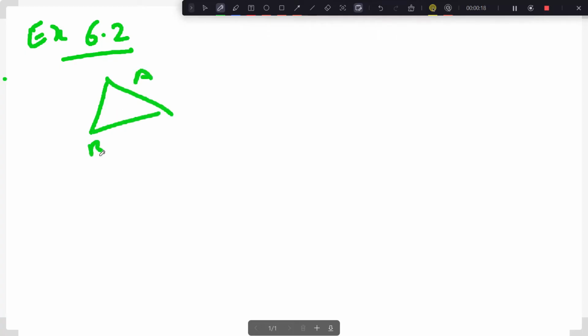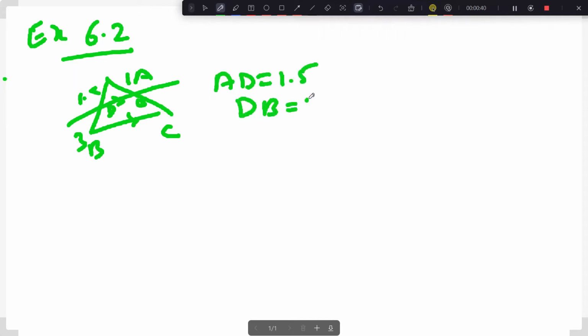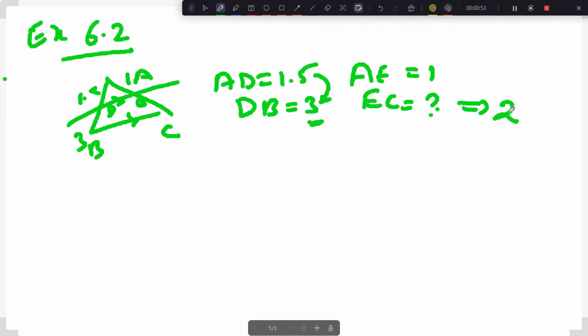There are two triangles given. In part 1, this is 1.5, this is 1, this is 3, and they've asked what is EC. They have said this line DE is parallel to BC, right? So AD is 1.5, DB is 3, AE is 1, and EC is question mark. So we can see DB is twice AD, so that means EC will also be twice AE, so the answer is 2.